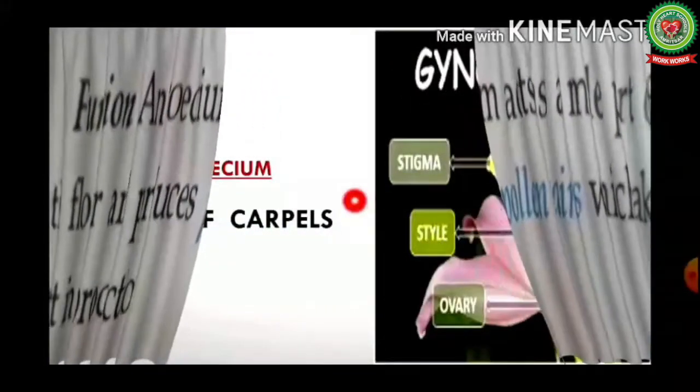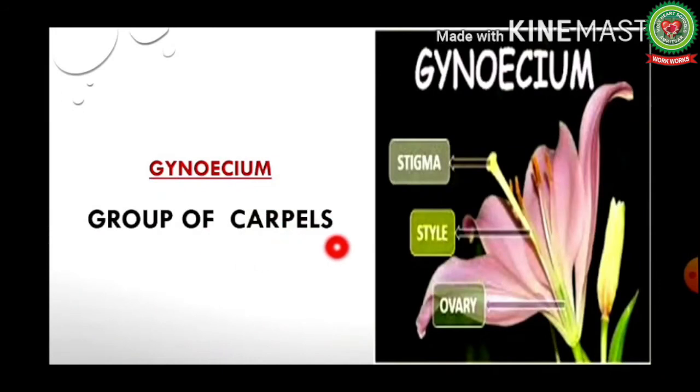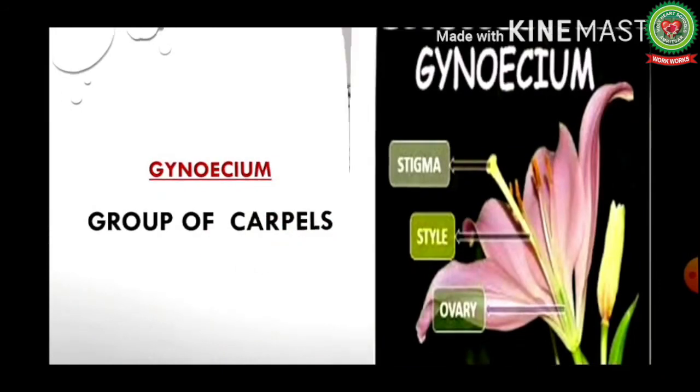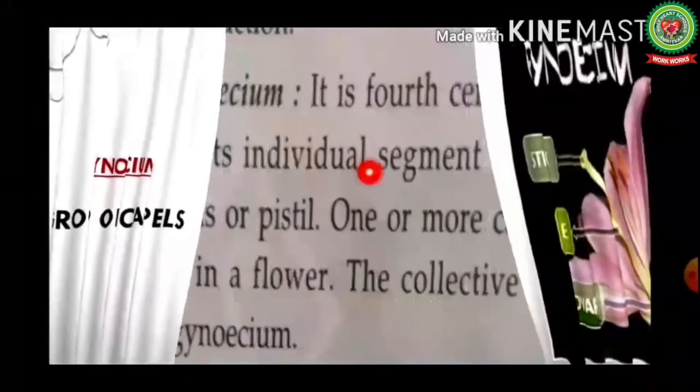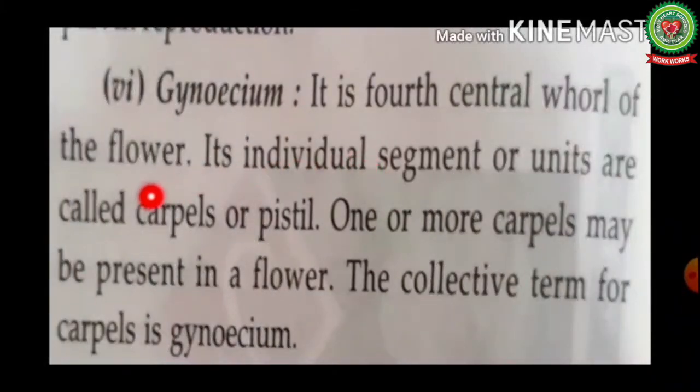Fourth innermost whorl of a flower is gynoecium. Gynoecium is a group of carpels. It is the fourth central whorl of the flower. Its individual segments or units are called carpels or pistil. One or more carpels may be present in a flower. The collective term for carpels is gynoecium.